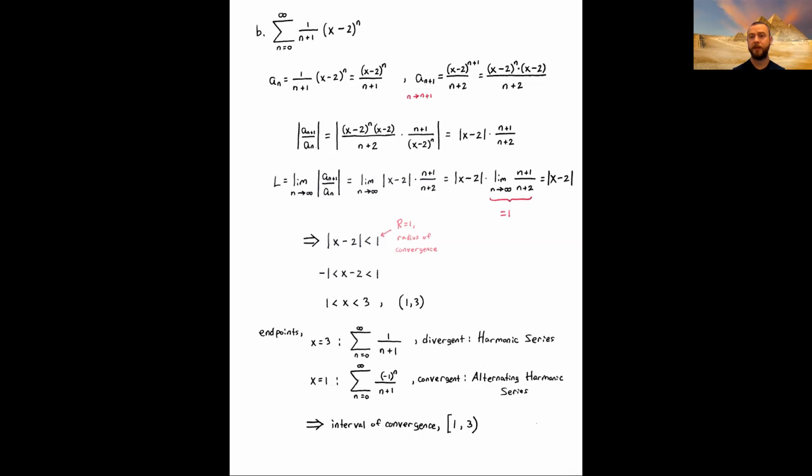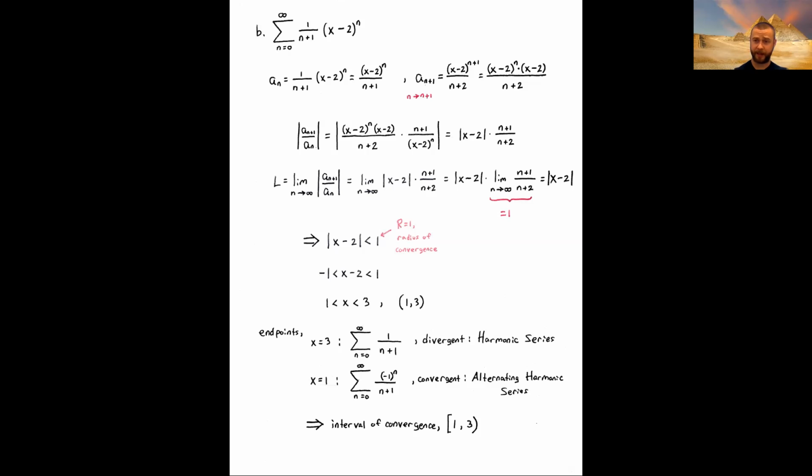We can jump down below to taking a look at the ratio of a sub n plus 1 divided by a sub n, again in absolute value. Use your usual trick here, divide by a sub n, multiply by its reciprocal, and what we find is the x minus 2 to the nth powers cancel out. We can't remove the absolute value around the remaining x minus 2, since again, x is a variable, it could be negative. So we keep absolute value around x minus 2, but since n is positive, we can rewrite the remaining fractions involving n as n plus 1 divided by n plus 2.